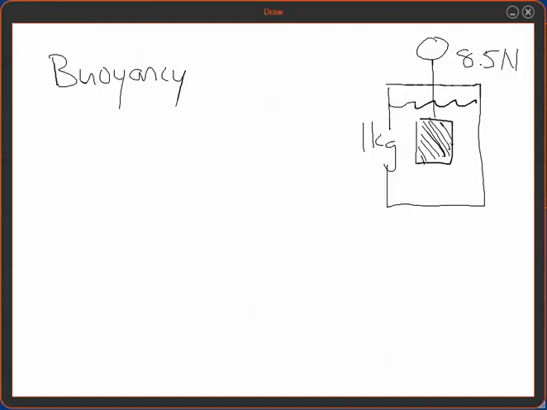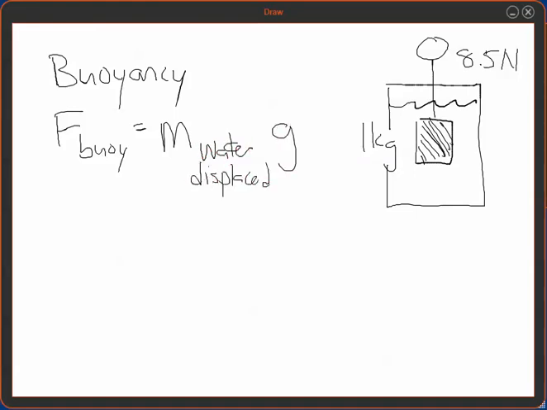Okay, so we might think about a couple of things here. Let's start with just defining what the force of buoyancy is. The force of buoyancy is equal to the mass of the water displaced times g. That's the weight of the water displaced, and that's what we mean by the buoyant force. So in this case, it would be the density of water times the volume of the object times g.